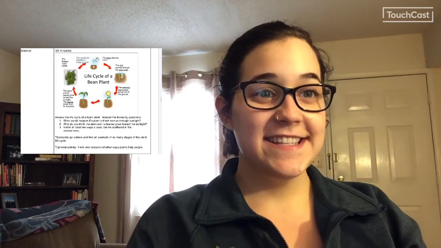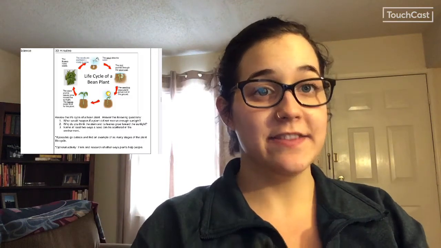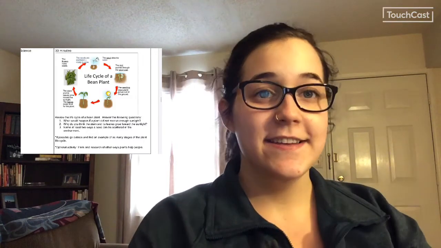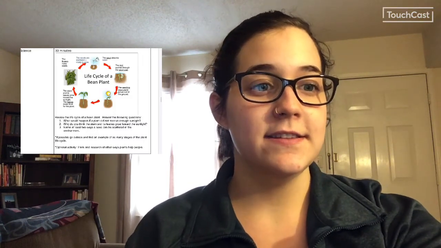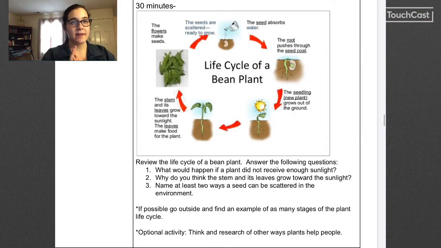Third grade. Today for science we are back to talking about plants. Today we are looking at the life cycle of a plant. So let's take a look at this document. So here we see the life cycle of a bean plant.